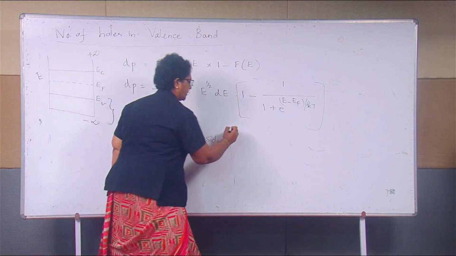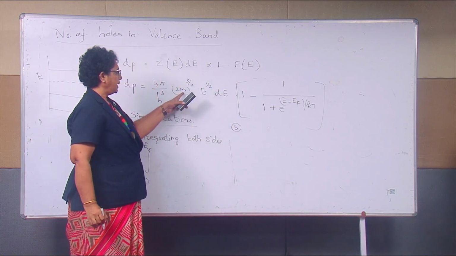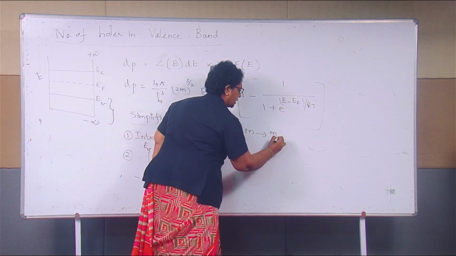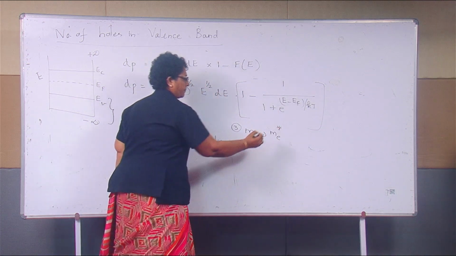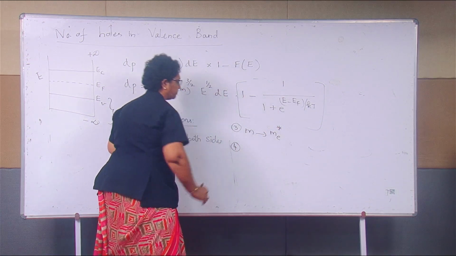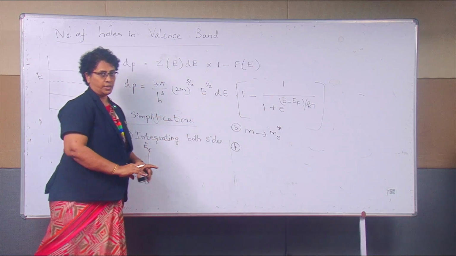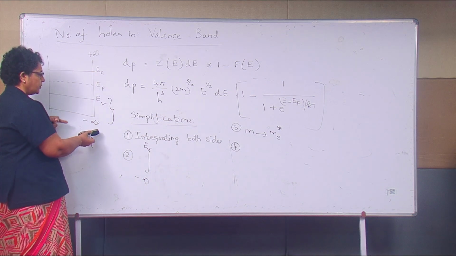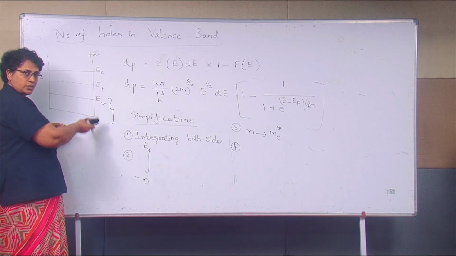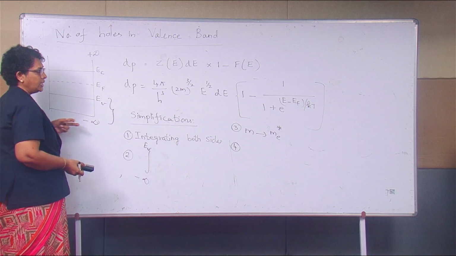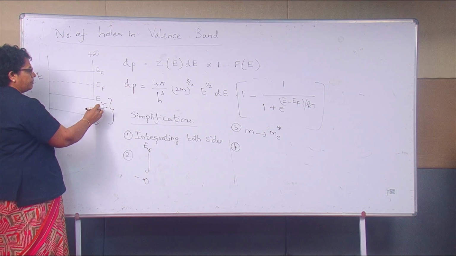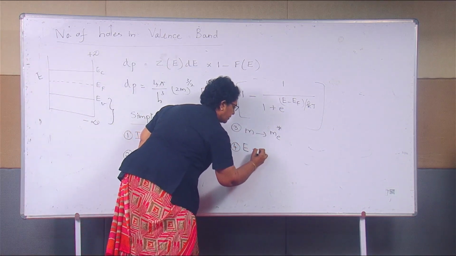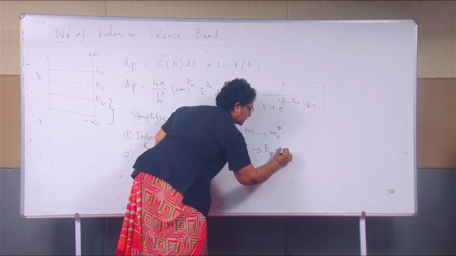The third simplification, the m will be changed as m star. The fourth one, this E. For electrons in conduction band, this E was replaced as E minus EC. Since we are going from lesser to higher, the E for holes in valence band should be replaced by EV minus E. So, this E will be replaced as EV minus E.